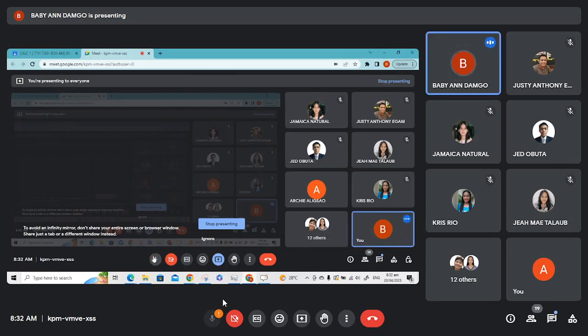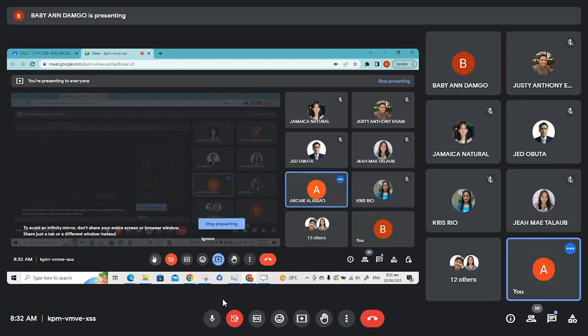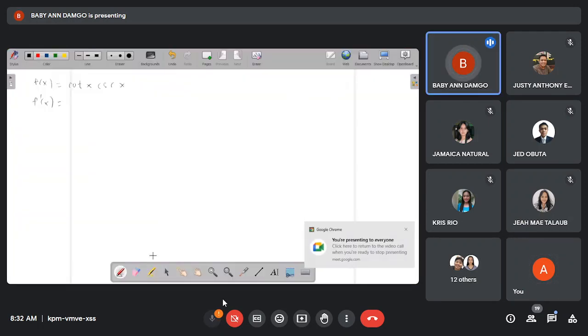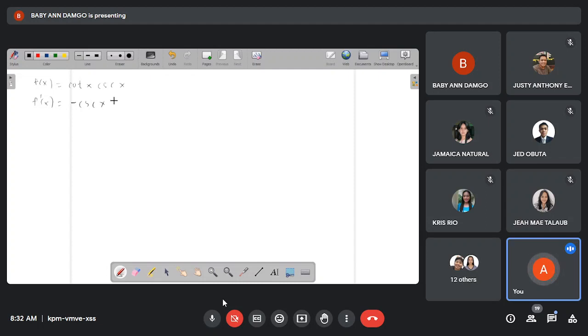Okay, class, have you solved it? Let's hear the derivative. Negative cosecant x times the sum of cosecant squared x plus cotangent x. Is that a square of cotangent x? Yes, the square of cotangent x, Miss. Okay.